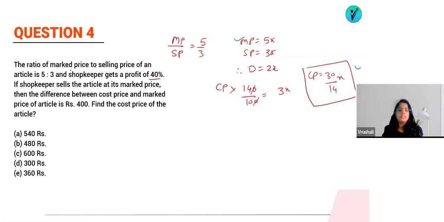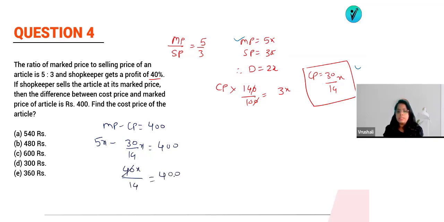So what are they saying here? If the difference between the CP and MP is 400, that means MP minus CP is equal to 400, where the value of MP is 5x. 5x minus 30 by 14x is equal to 400. 14 5s are 70. 70 minus 30 is 40x by 14 is equal to 400. You can see here this will be 10 times. So x will be equal to 14 tens are 140. So what are they asking you here?